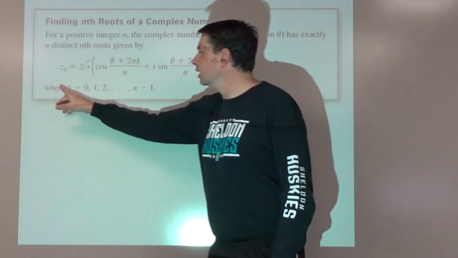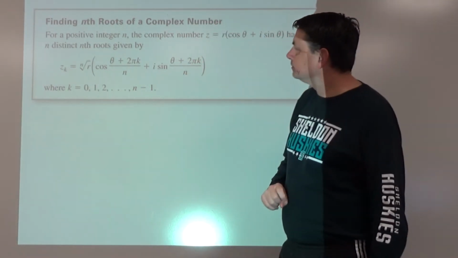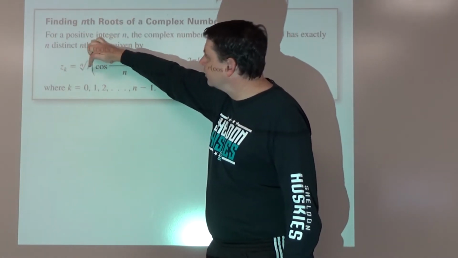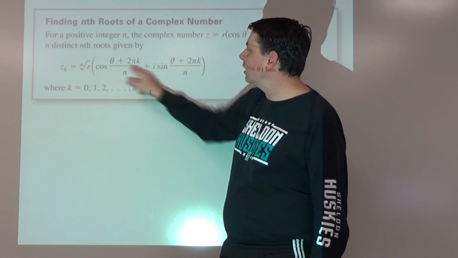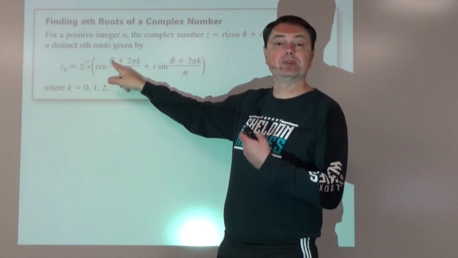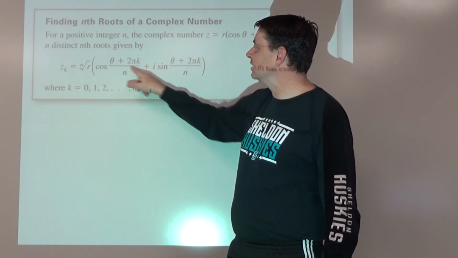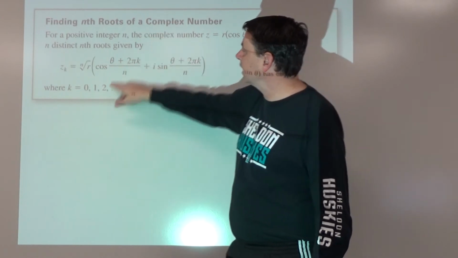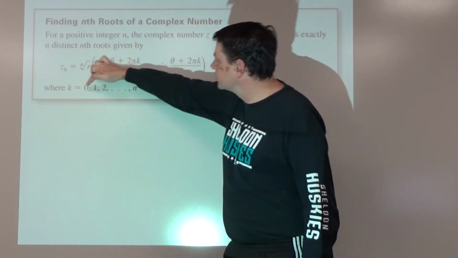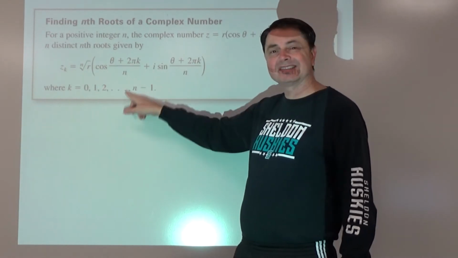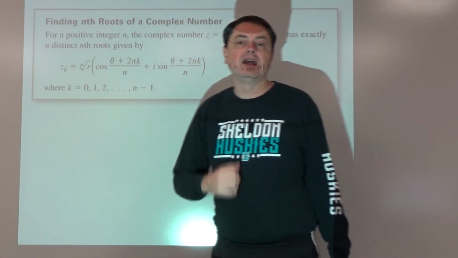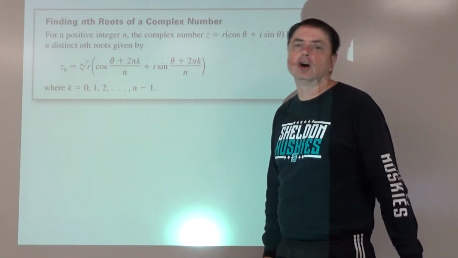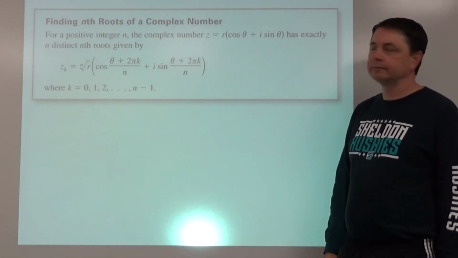So here's our formula. Z, our root, whatever root we're taking, if we're taking the nth root, is the nth root of the r times cosine of our theta that belongs to the z plus 2 pi k divided by n. Again, n is whatever root you're taking. And then we're going to plug in values for k starting at 0 and then all the way up to 1 less than the exponent. So like that last one we were talking about, we're finding the 6th roots. We're going to plug in 0, 1, 2, 3, 4, and 5. And that's going to get us all 6 of the roots.